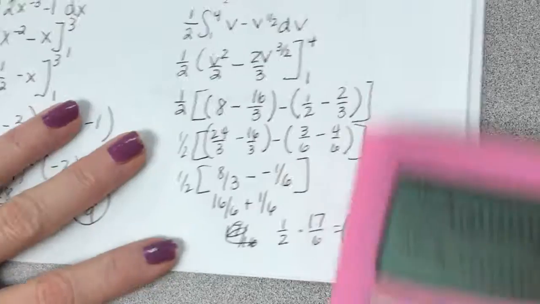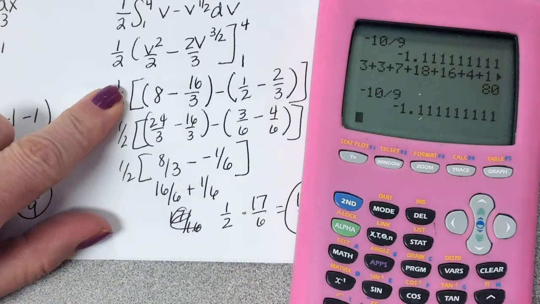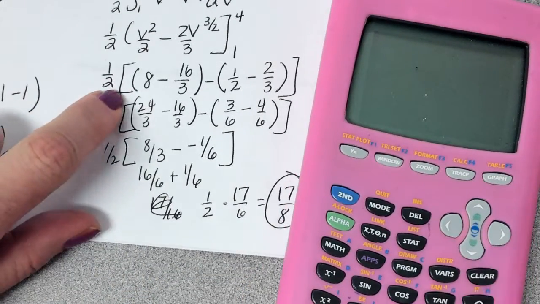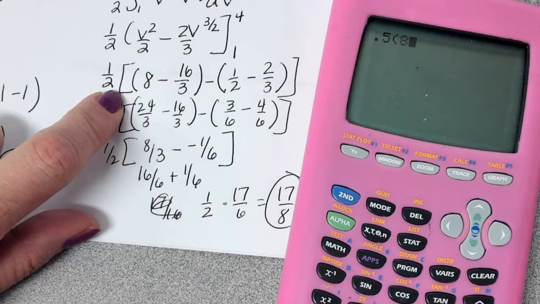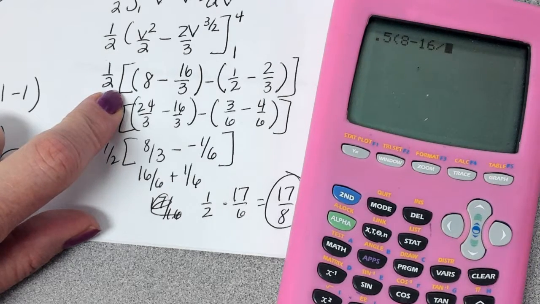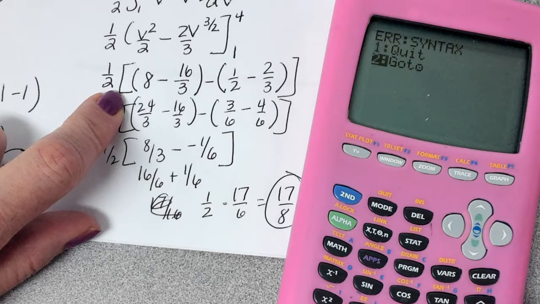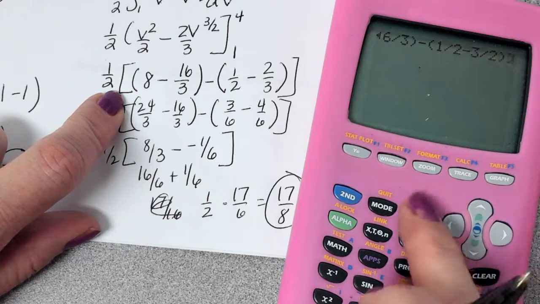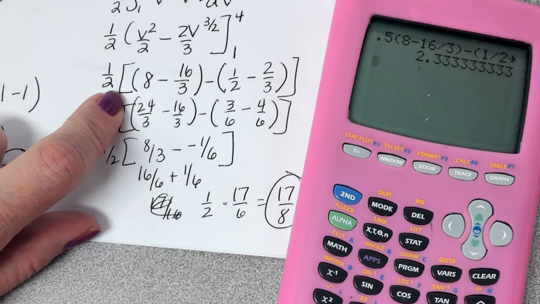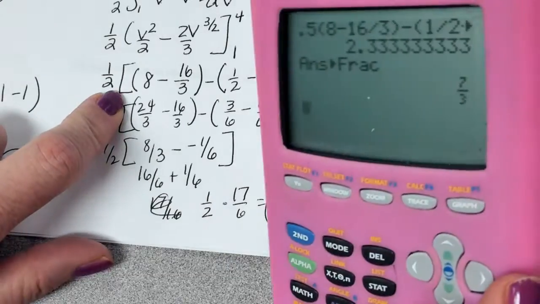Okay? If you're not sure about it, you could even go all the way back up to here. I don't care. You can use your calculator. 0.5 times 8 minus 16/3 minus parentheses 1/2. Got to be careful with the parentheses though. Minus 3/2. Get that answer. Oops, I may have one too many parentheses. Yeah. Get that answer and then math bracket. Oops, what? 17/3? I didn't use enough parentheses.